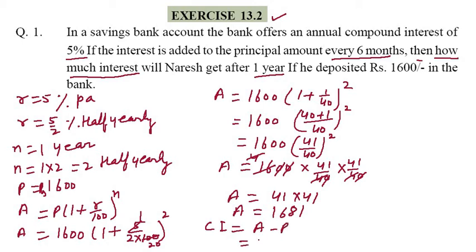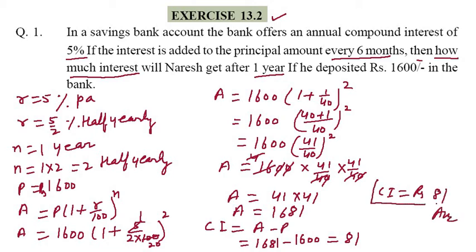A is given as 1681 minus P is given as 1600. So the answer is 81 rupees. So CI will be equal to rupees 81 and that is your answer. So you have to write this one answer.